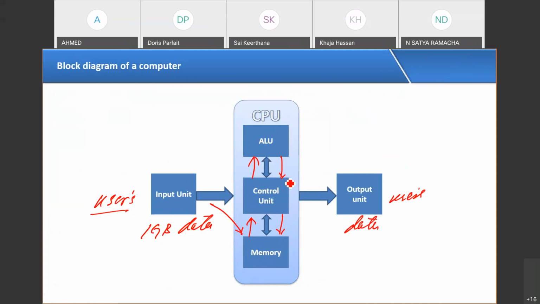Okay, what will the processor do? It will take my 1 GB data and make it into small pieces. These small pieces are called chunks. Chunk means one piece. And the chunk size is called cache memory.